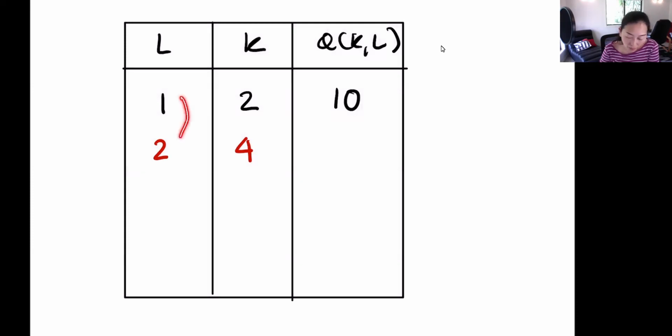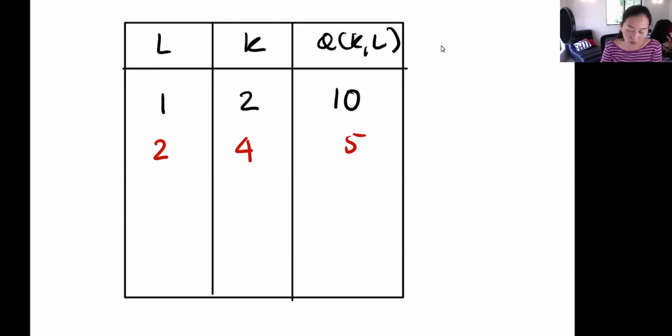But if instead I double my L and double my K, and my output actually is only 15, so this is less than double. Imagine that I increase both L and K double, but my output comes out less than double. Less than what I would expect. This is called decreasing return to scale, right?